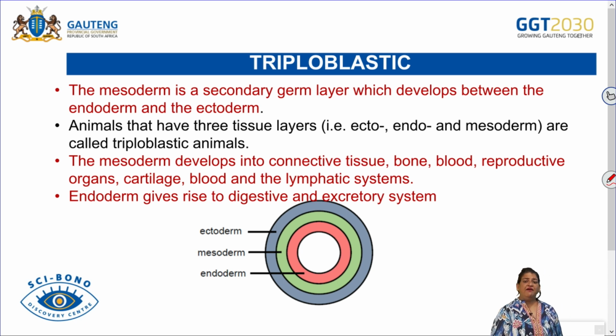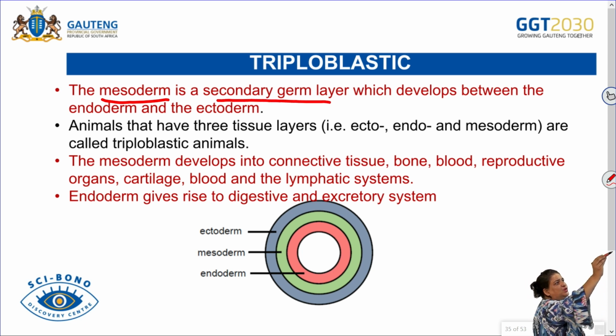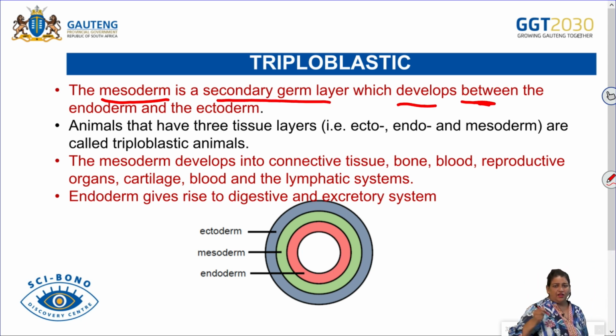Triploblastic means now we're going to have three body layers, three germinal layers. So you have the mesoderm being added now. So you have ectoderm, endoderm, and mesoderm. Meso means middle. Ecto means outside. Endo means inside. And what's between the ecto and the endo is your mesoderm. So you're going to have a mesoderm. It's a secondary germ layer which develops in the middle, between the ectoderm and the endoderm.